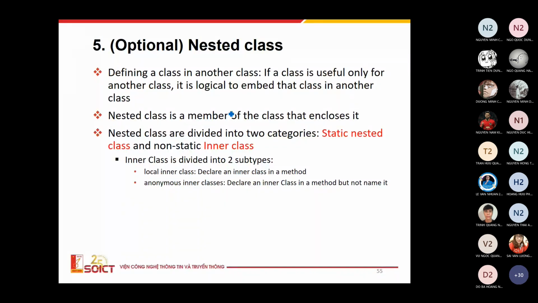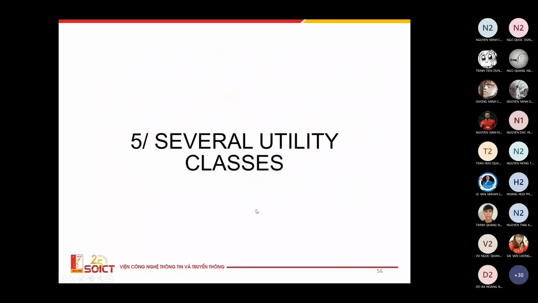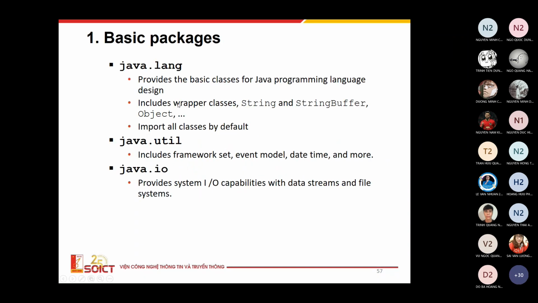The same goes for the nested class, which is optional. You can define a class inside another class, and it's called a nested class. You can try to find out more information about nested classes on the internet. And now I will go quickly to the utility classes in Java, and next we can move to the next lesson.